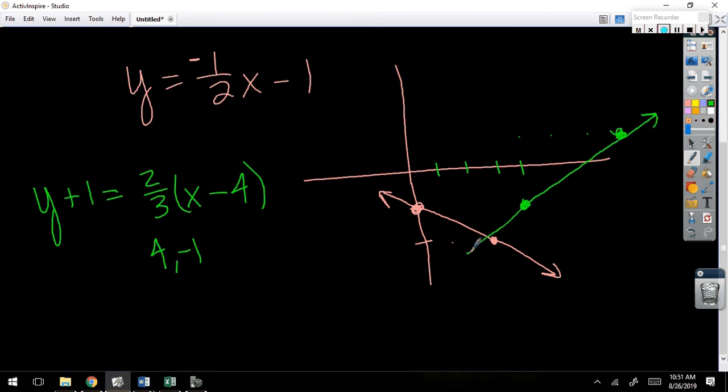Okay, so those are the 3 forms of a line that you could be graphing in. Everybody okay with that? Okay. I'll give you just a second.